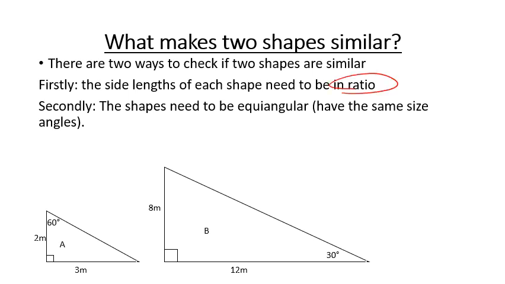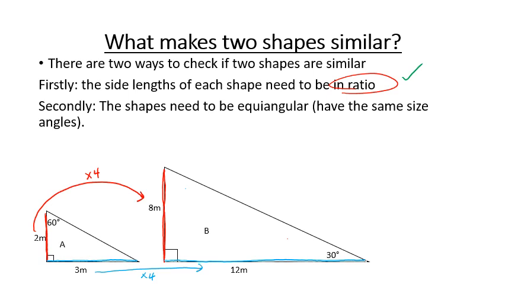Okay, so if we look at our two triangles, we have a 2 on this side here, so 2 meters, and its corresponding side on the next shape is 8 meters. So we've actually got a multiplier of 4. If we then look at another corresponding side, we have a side length of 3 meters and a side length of 12 meters. So again, we have a multiplier of 4. So we can say straight away, yes, these side lengths are in the same ratio.